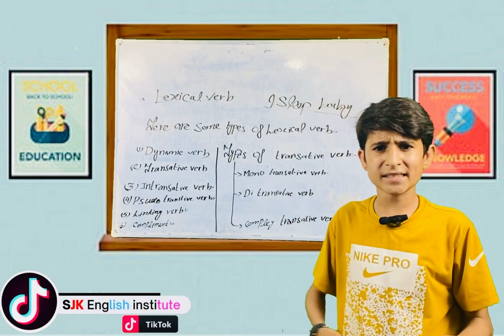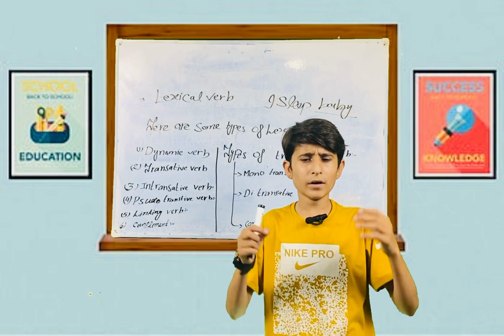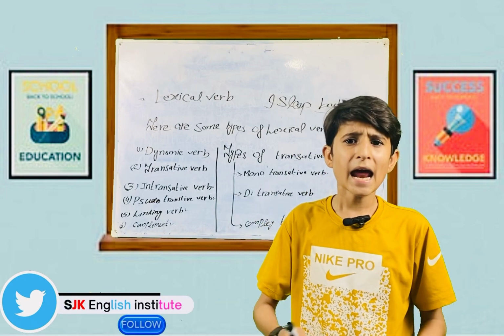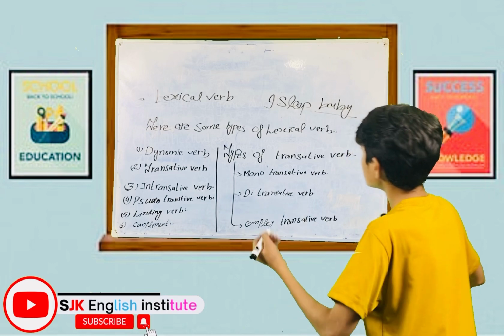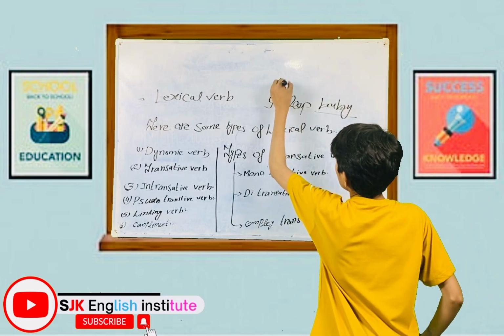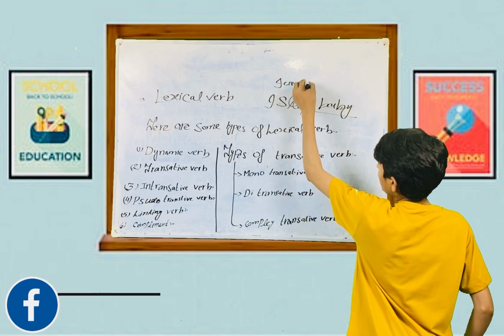And number two, intransitive verb. Intransitive verbs are those which don't need an object and which don't have an object. For example, I'm sleeping.